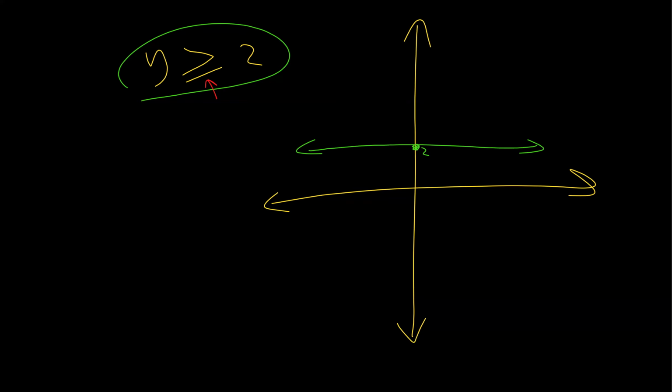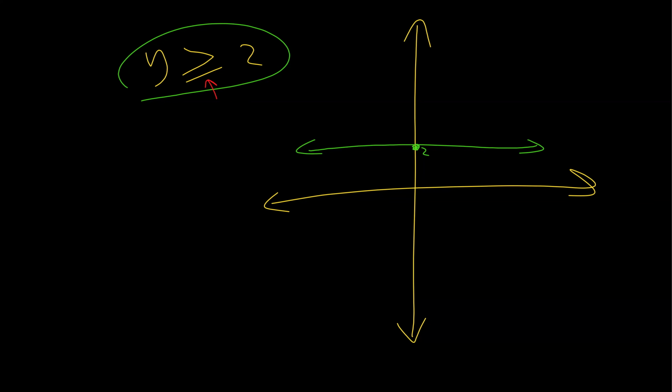Second step: if it is an inequality, you need to shade, either above the line or below the line. This is the extra step, beyond the equation. This is for inequality.